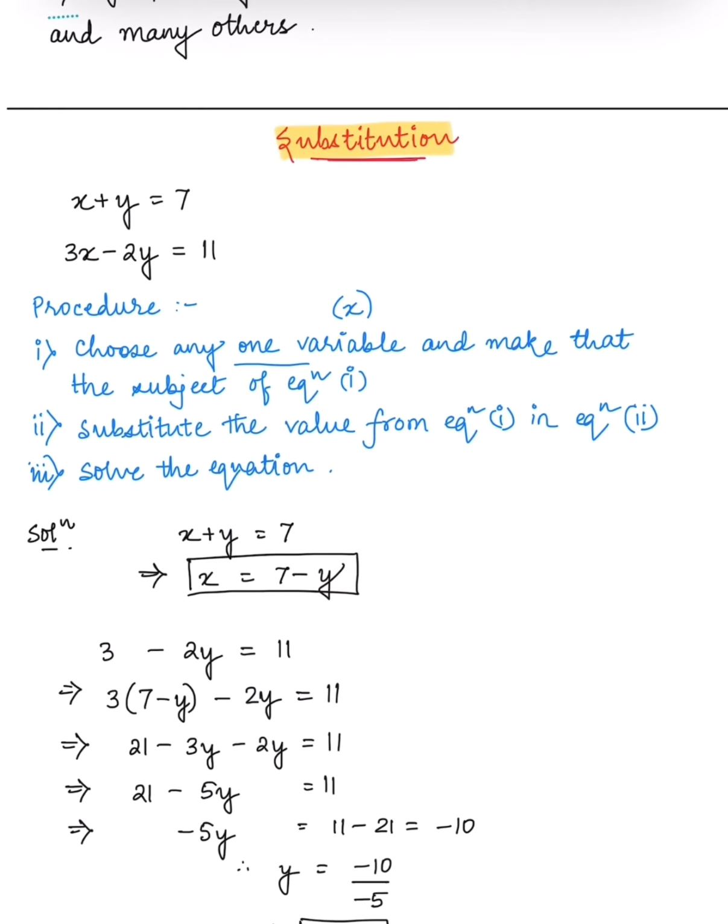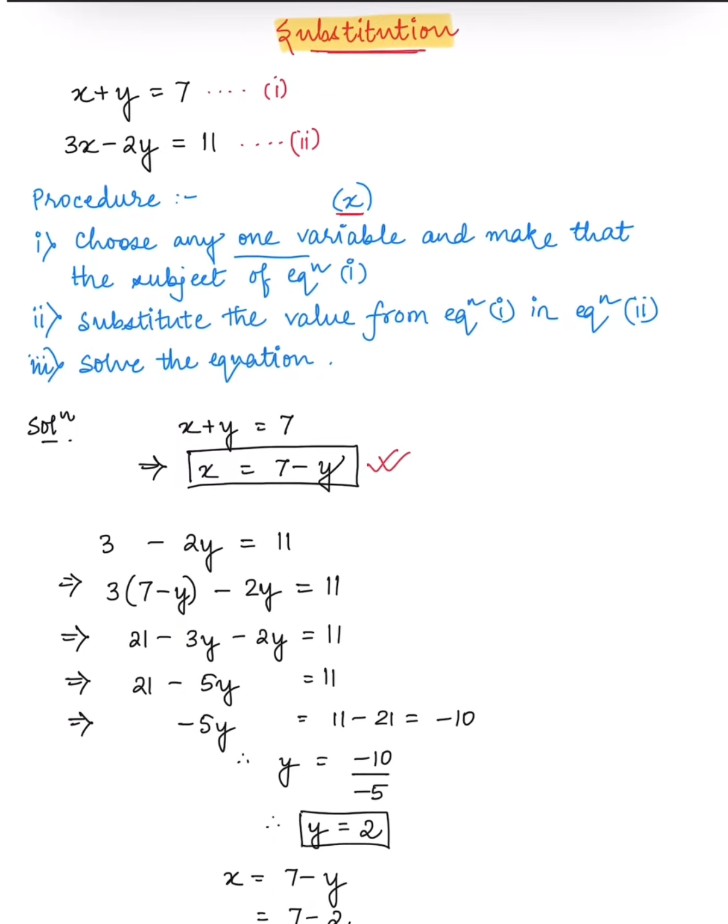So what do I do over here? The procedure is I'll choose any one variable and make that the subject of equation 1. So if this is my equation 1 and this is my equation 2, I have chosen variable x and I'll make that the subject. So x plus y equal to 7, x equal to 7 minus y. So x becomes the subject.